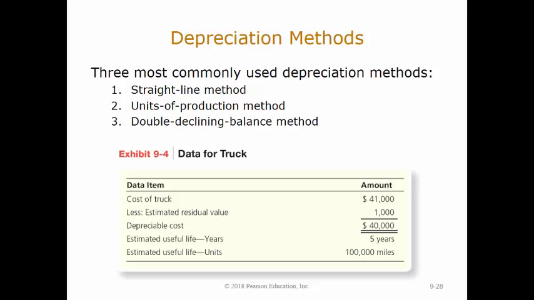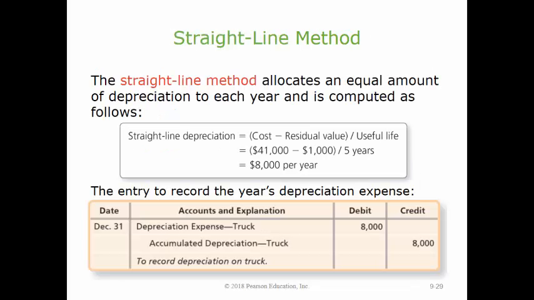As we work through each method, we will use the following information. Smart Touch Learning purchases a truck on January 1st, 2019. The truck has a cost of $41,000 and an estimated residual value of $1,000. The estimated useful life of the truck is 5 years or 100,000 miles.